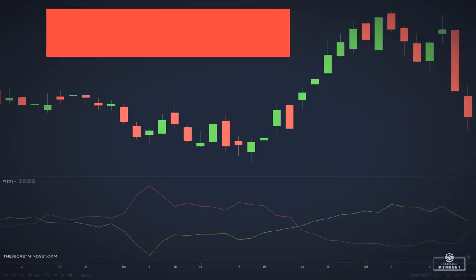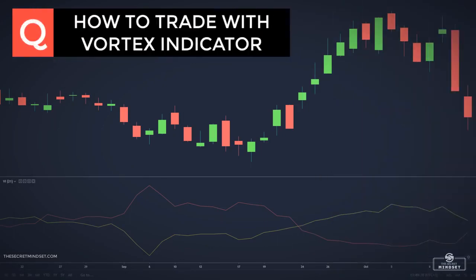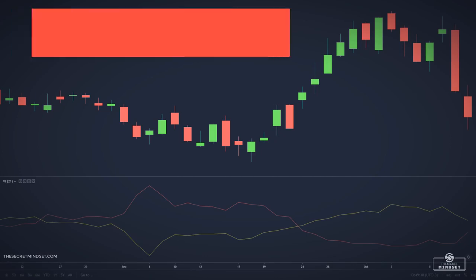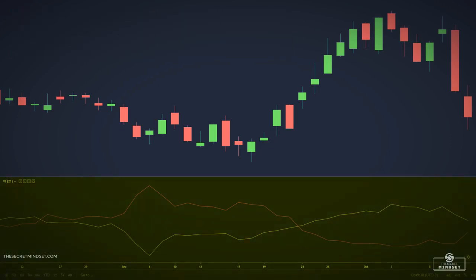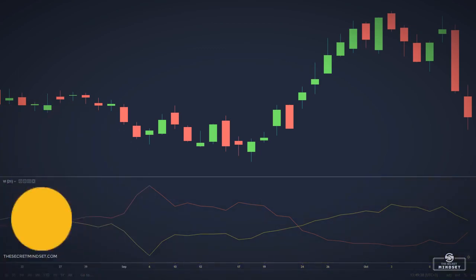Now, how to trade with a Vortex indicator. The Vortex indicator plots two oscillating lines, one to identify positive trend movement and the other to identify negative price movement. Crossovers between the lines trigger buy and sell signals that are designed to capture the most dynamic trend action, higher or lower.